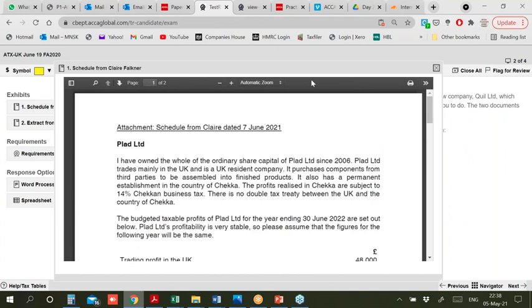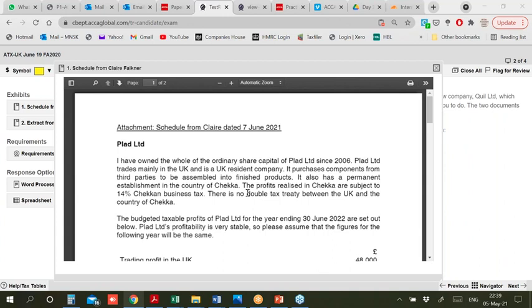I have owned the whole of the ordinary share capital. That's what Claire is telling us. I have owned the whole of the ordinary share capital of P Limited since 2006. P Limited trades mainly in the UK and is a UK resident company. It purchases components from third parties to be assembled into finished products. It also has a permanent establishment in the country of C. The profits realized in C are subject to 14% C business tax. There is no double taxation treaty between the UK and the country of C.